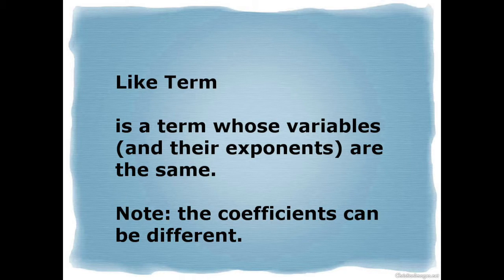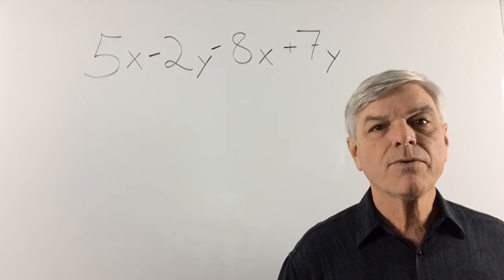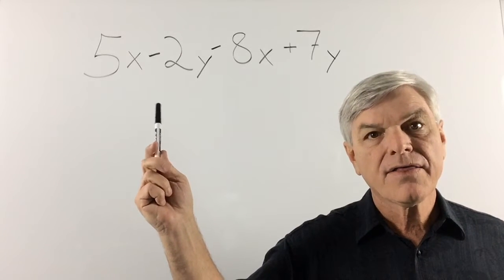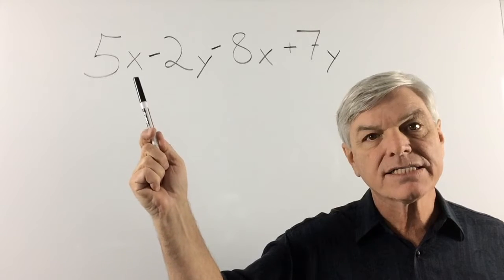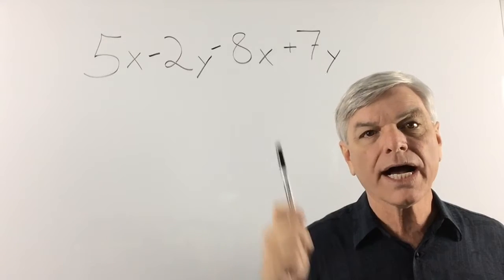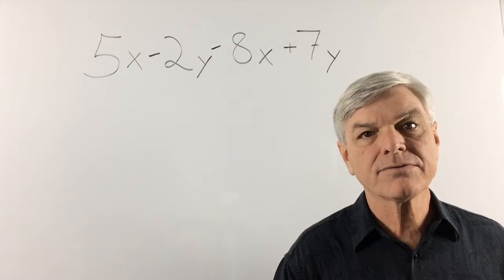A like term is a term whose variables and their exponents are the same. Note, the coefficients can be different. A coefficient is a number placed before and multiplying or dividing the variable or variables. So here we have some numbers and variables, and we have some numbers and variables attached to each other. That would make 5 the coefficient of x, negative 8 would be the coefficient of x, and 7 would be the coefficient of y. And we can add the variables if they are like terms.